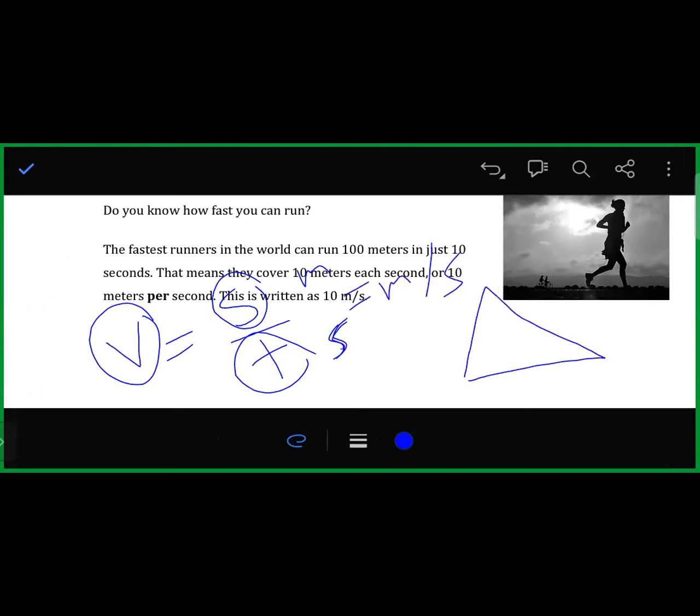We can make a triangle of the rule here: distance on top, velocity and time at the base. If we need velocity, it is distance over time. Time equals distance over velocity, and distance equals velocity or speed times time. Okay.